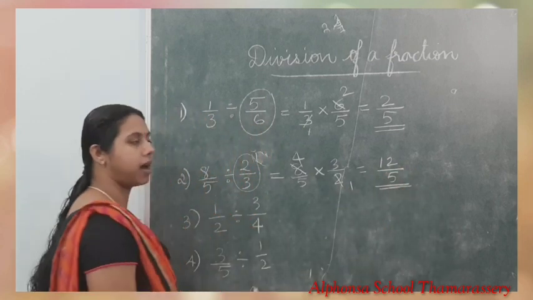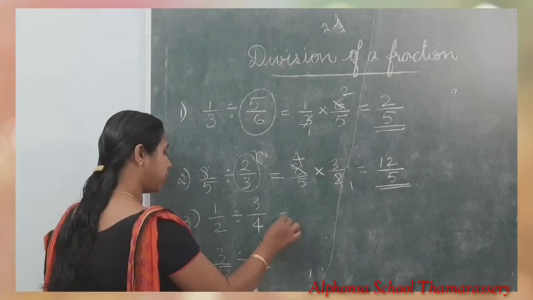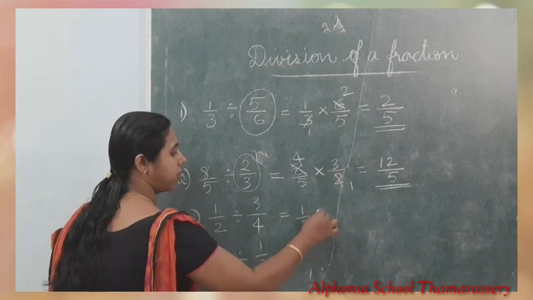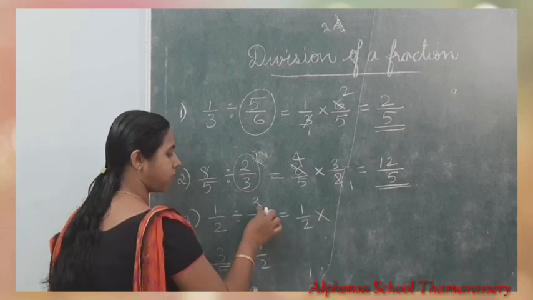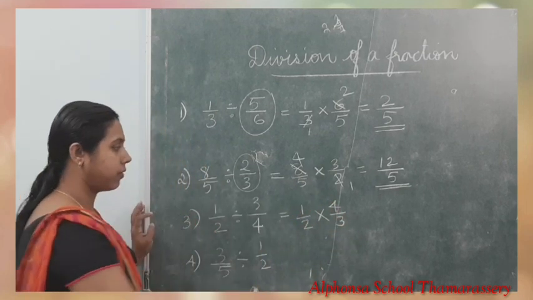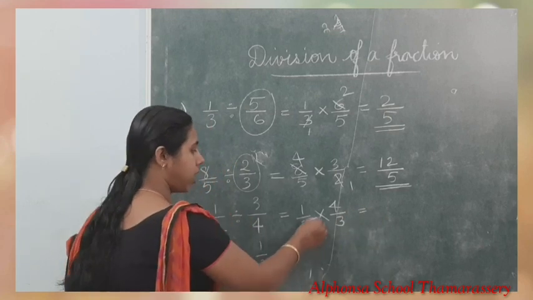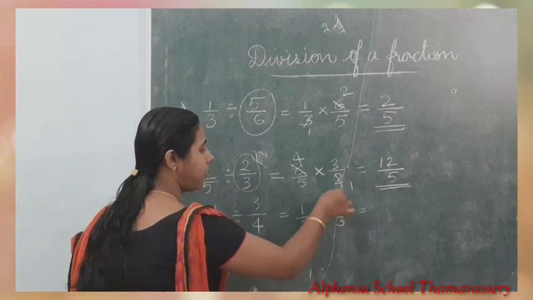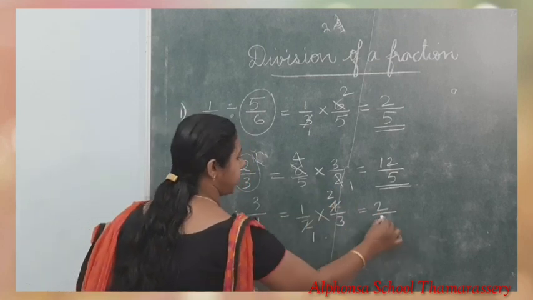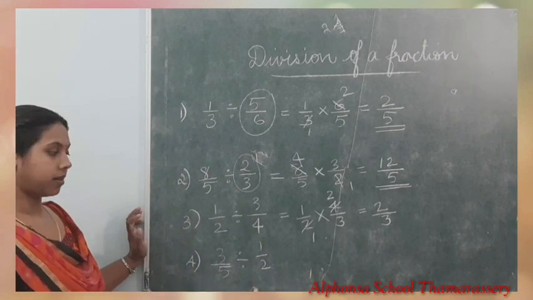So the answer is 12 by 5. Next, 1 by 2 into 3 by 4. So 1 by 2 into the reciprocal of 3 by 4, which is 4 by 3, is equal to, there is a common factor 2. 1 2 is 2, 2 2s are 4. So 1 2 is 2 divided by 1 3 is 3. The answer is 2 by 3.